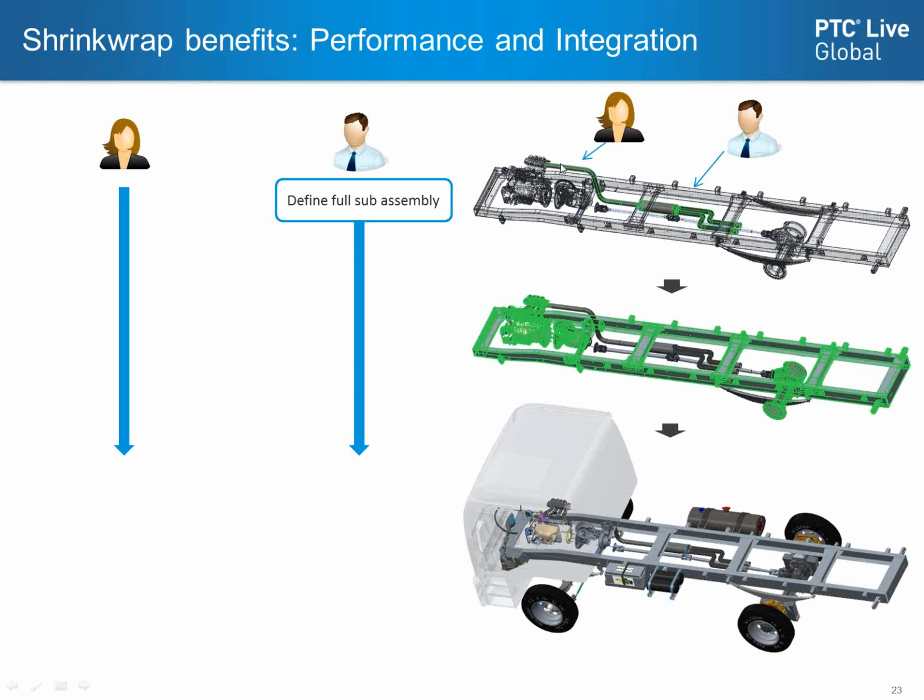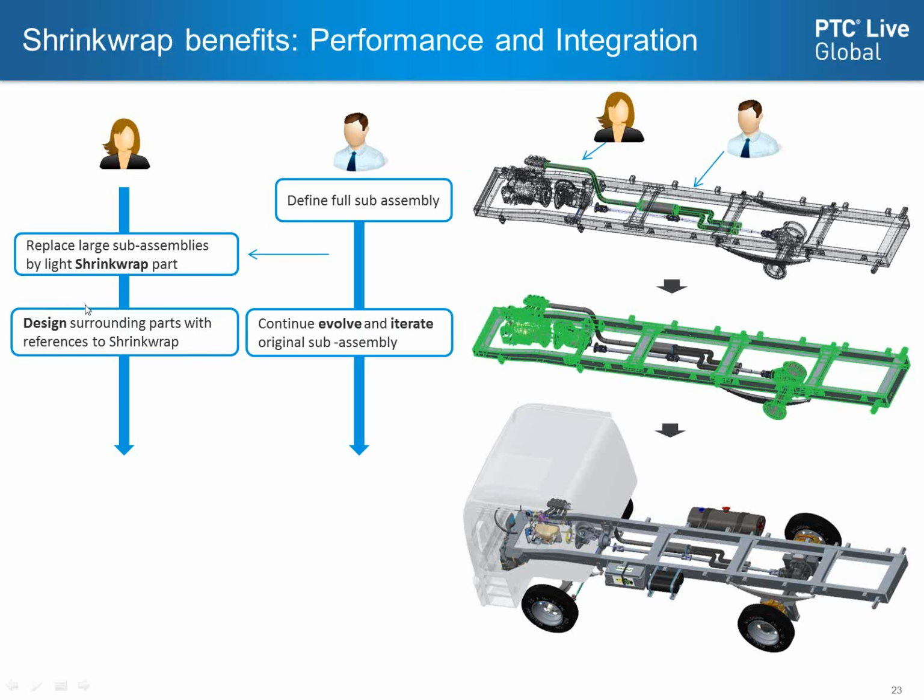The user that needs to design the exhaust system doesn't have permission or doesn't have a need to see all the internal details of this engine. So this user can prepare a shrink-wrap of this motor and send it along with this chassis to the other user. While this user starts designing the exhaust system, the other user can still further evolve and iterate the design of the chassis and the motor and so on. Now remember that this user now is working with a shrink-wrap that may not be updated anymore.